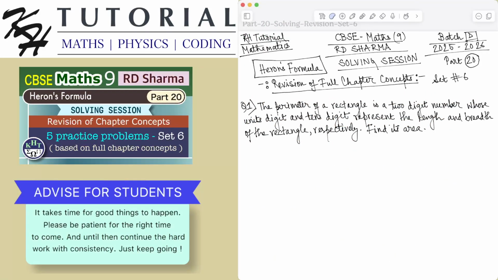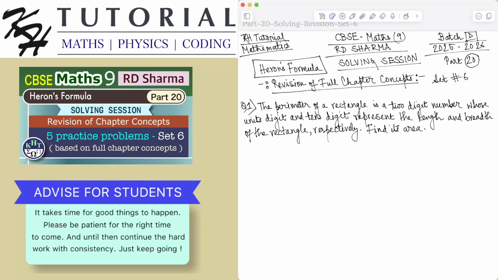Okay, now before solving the set of problems of set 6, I would like to discuss one problem that I was solving in some previous set. I was stuck, I couldn't solve it, but it was super easy. I totally forgot one thing.